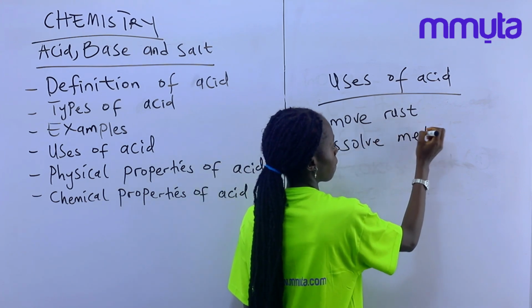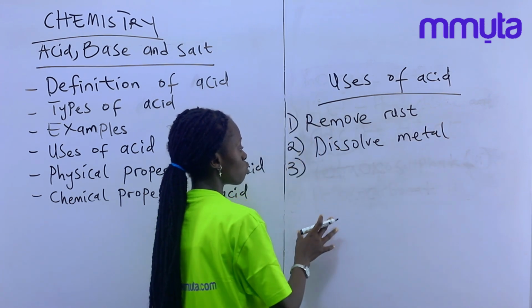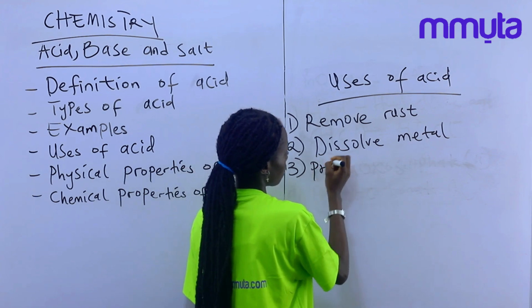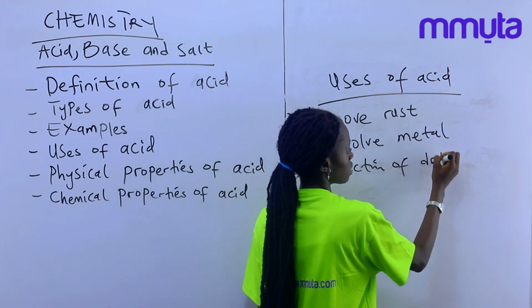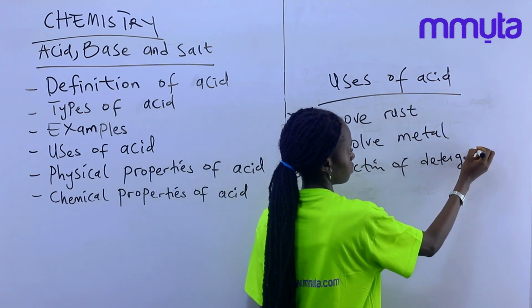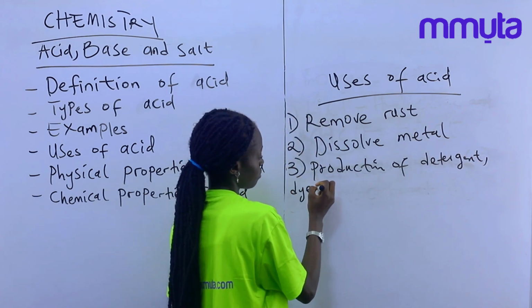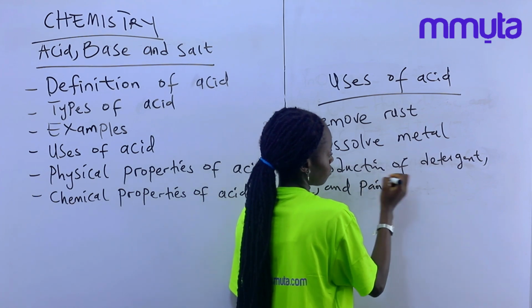Dissolve metal. Acid is also very important when it comes to the production of detergents, production of dye, etc.